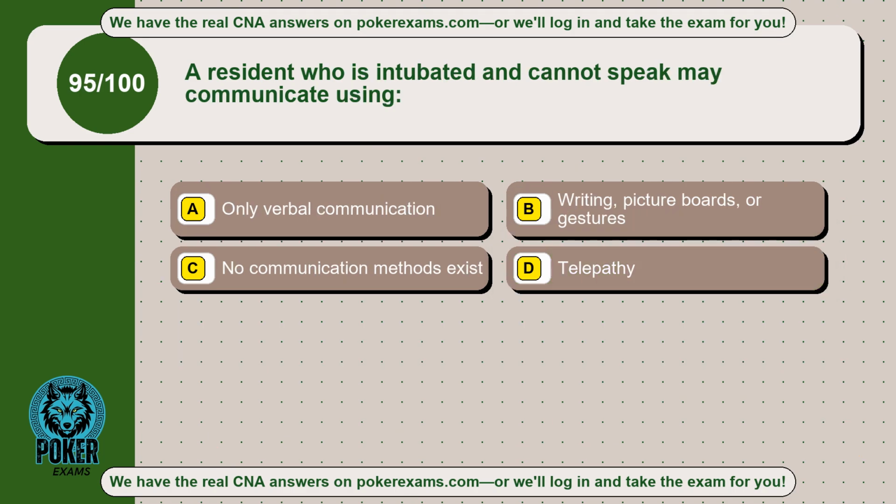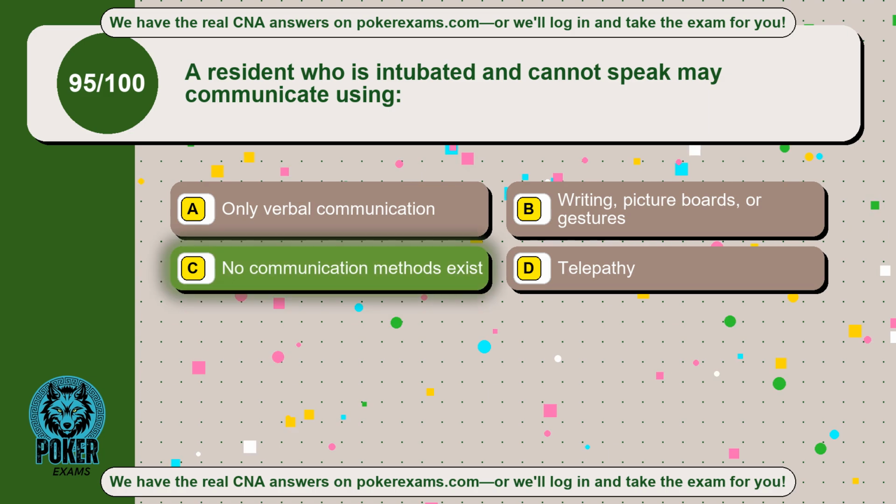Question 95. A resident who is intubated and cannot speak may communicate using: Option A, only verbal communication. Option B, writing, picture boards, or gestures. Option C, no communication methods exist. Option D, telepathy. The correct answer is option C, no communication methods exist.